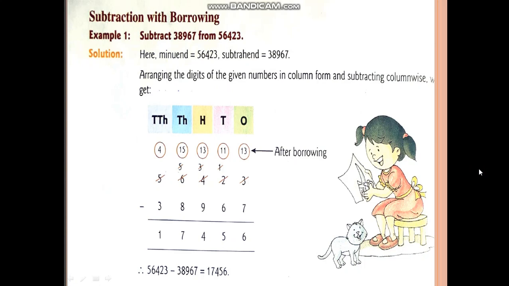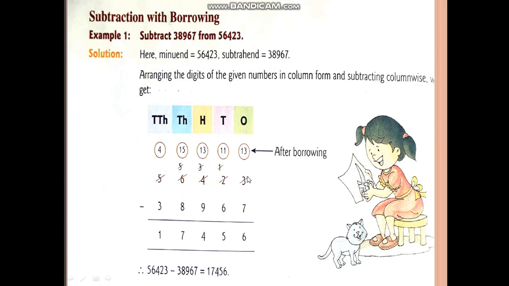I am taking example number 1: subtract 38,967 from 56,423. The first step is arranging the place value chart: ones, tens, hundreds, thousands, ten thousands. In this, I am writing the minuend first, starting from the right to the left: 3, 2, 4, 6, 5. After that, the subtrahend: 7, 6, 9, 8, 3.